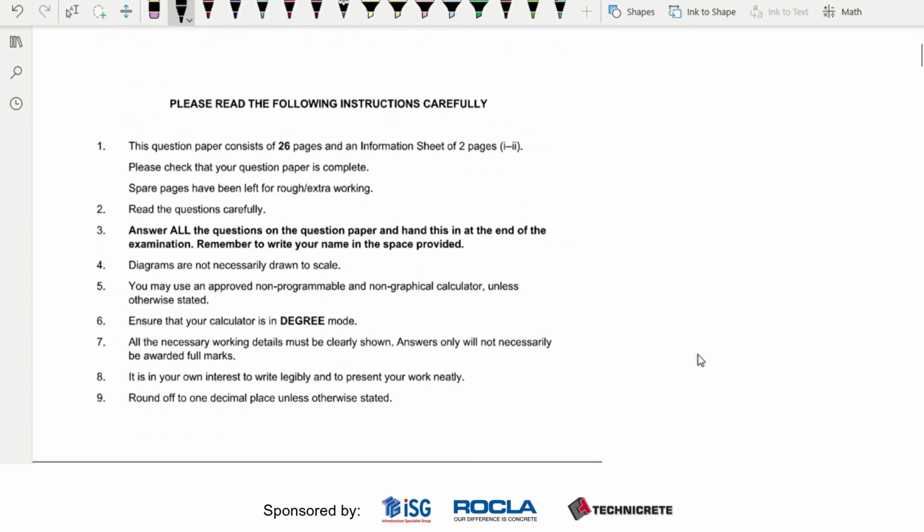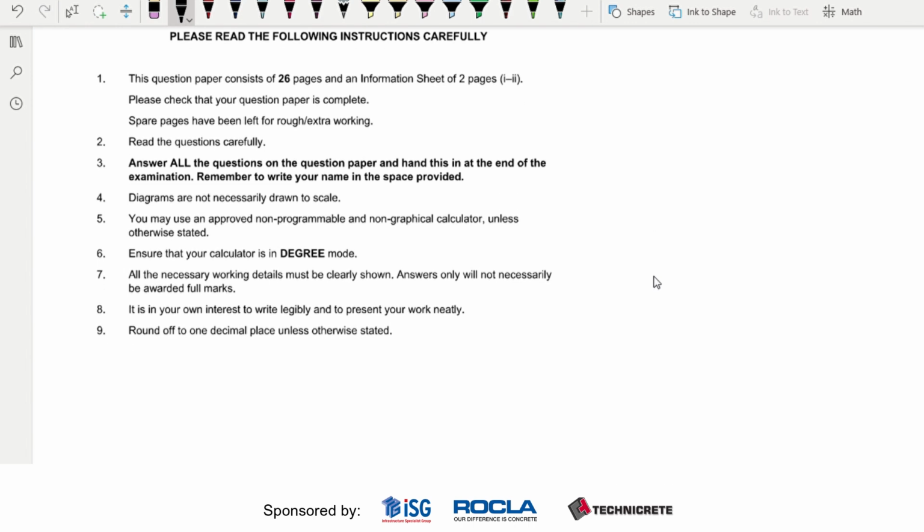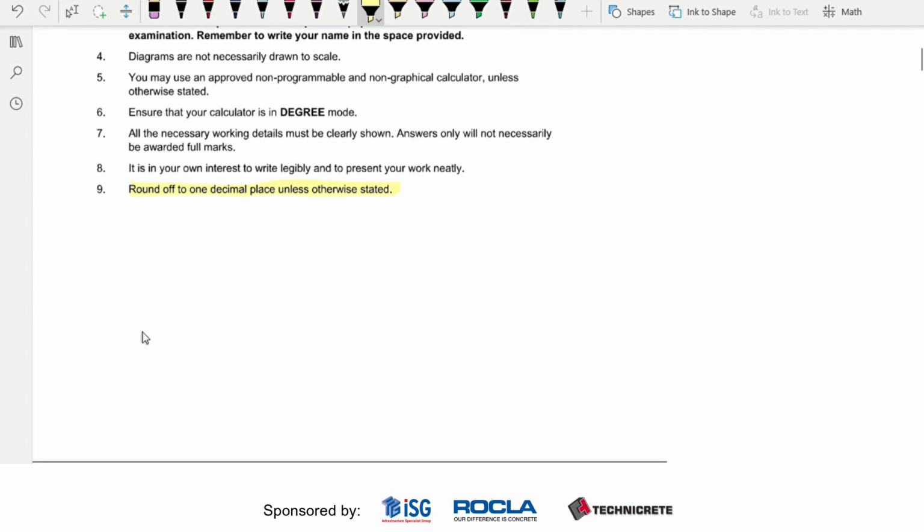Remember always to read through the instructions carefully. We're told that this question paper has 26 pages. It has an information sheet as well. And let's look for any decimal places that they might want us to use. We need to round everything off to one decimal place unless otherwise stated, because you actually get marks deducted for not putting things in the correct decimal places.